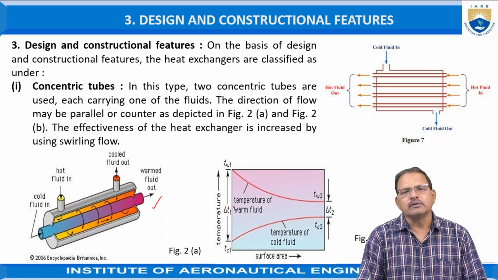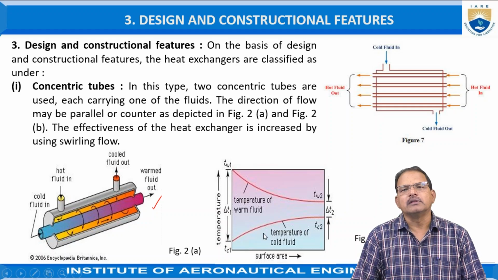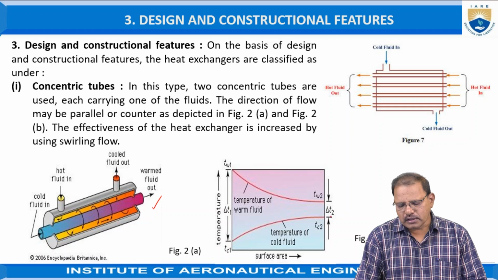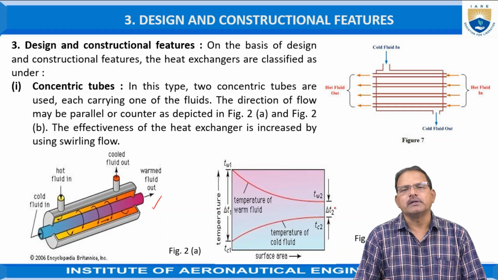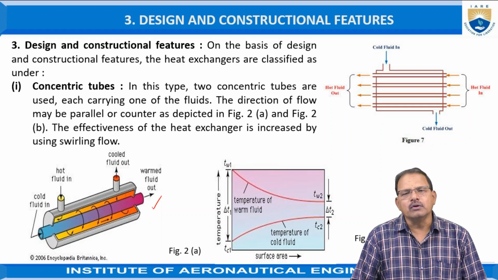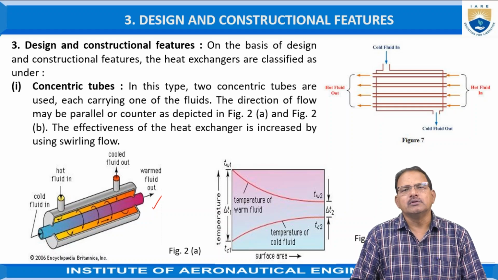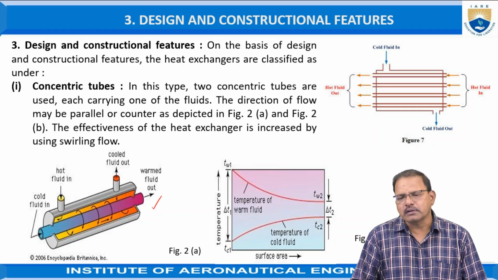In this case, TW1 is representing the temperature of the hot fluid, and T1 the cold fluid. Here both are moving in the same direction. According to this figure, TW2 is representing the second temperature of the hot fluid, and TC2 representing the temperature of the cold fluid. These fluids may move in the same directions. The only difference is because of the construction features. Of the two tubes, one is larger and one is smaller, arranged on a concentric axis.